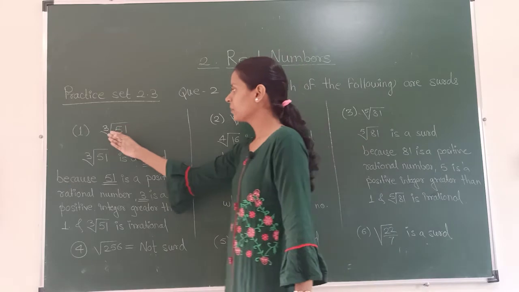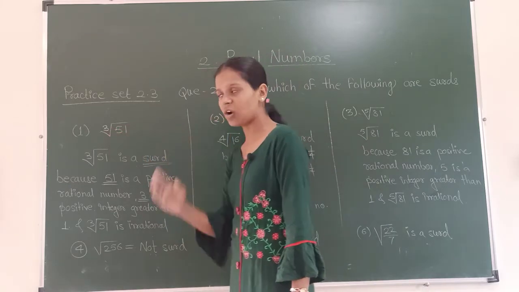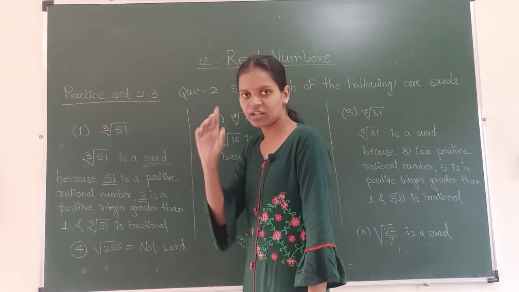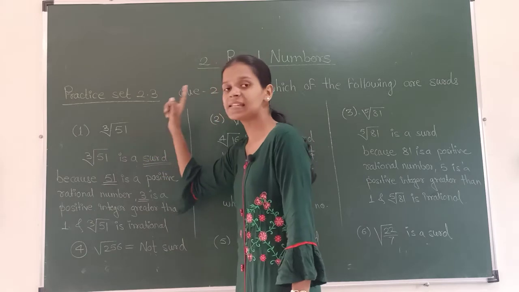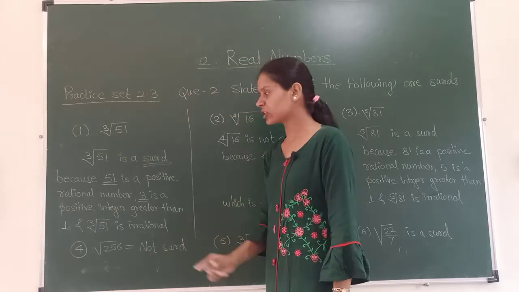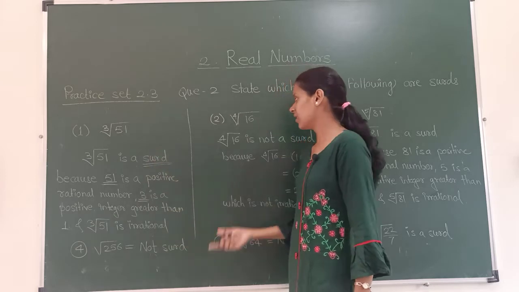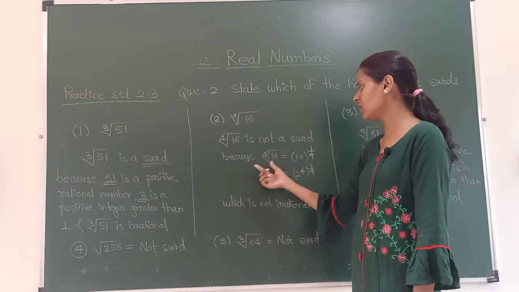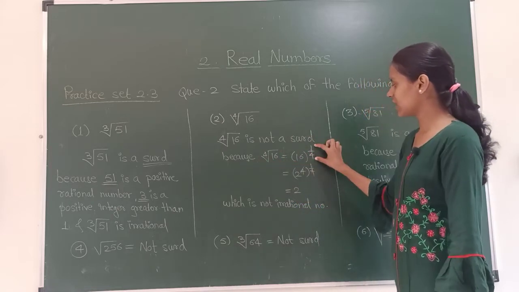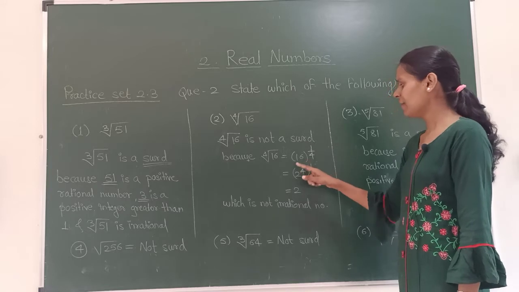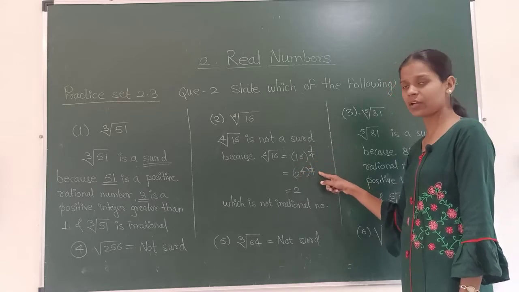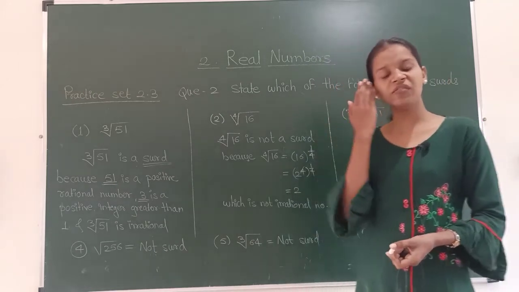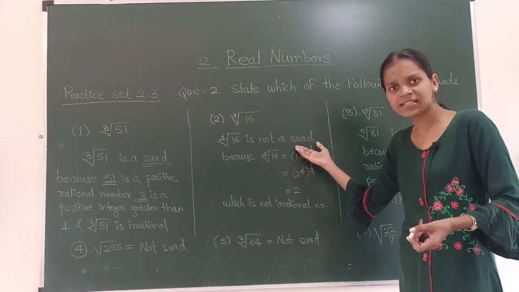See the first example, 3 under root of 51 is a surd because 51 is a positive rational number, whereas 3 is a positive integer greater than 1, and this whole number is an irrational number. Therefore, we can call it a surd. But in this case, you can see 4 under root of 16 is not a surd because we can write it as 16 raised to the power 1 upon 4. But 16 can be written as 2 raised to the power 4, so it will be just 2, whereas we all know that 2 is a rational number. If it is not an irrational number, how can we call it a surd?